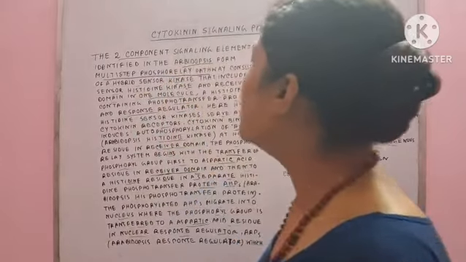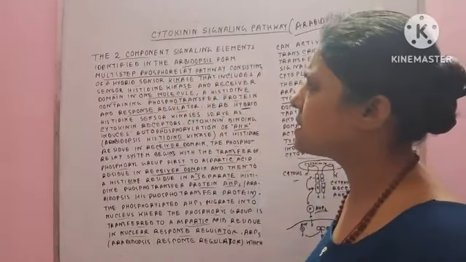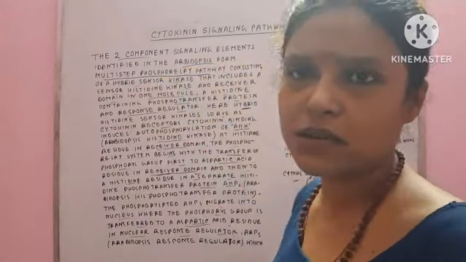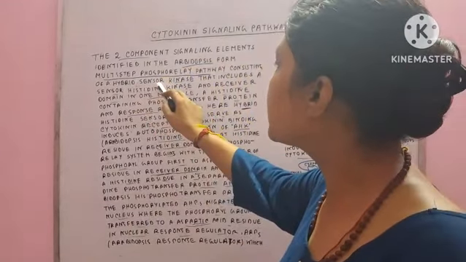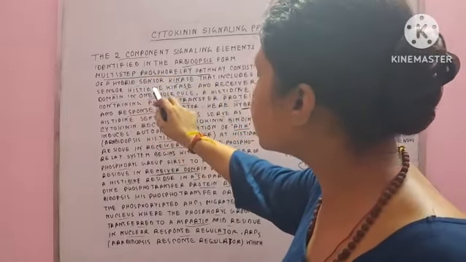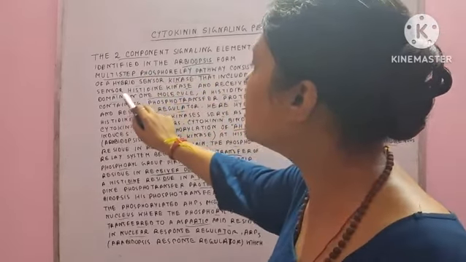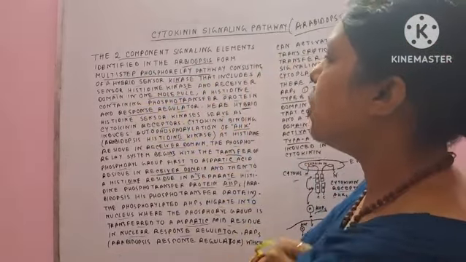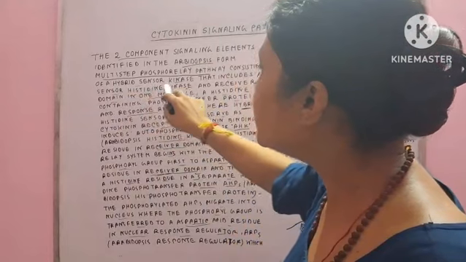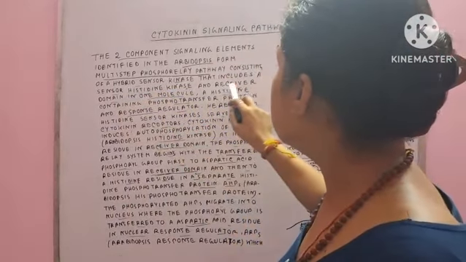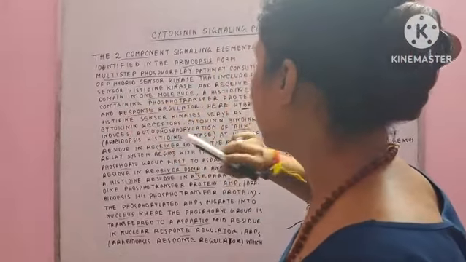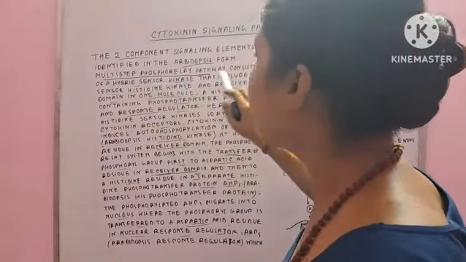Clear? This multi-step phosphorelay pathway system consists of a hybrid sensor kinase. This hybrid sensor kinase includes a sensor histidine kinase and a receiver domain. So one molecule of hybrid sensor kinase contains one sensor histidine kinase and another is a receiver domain.